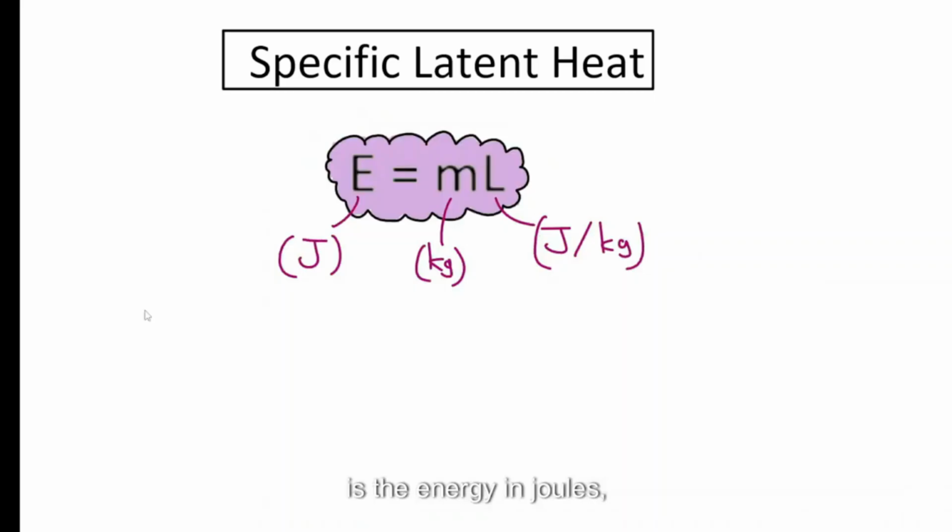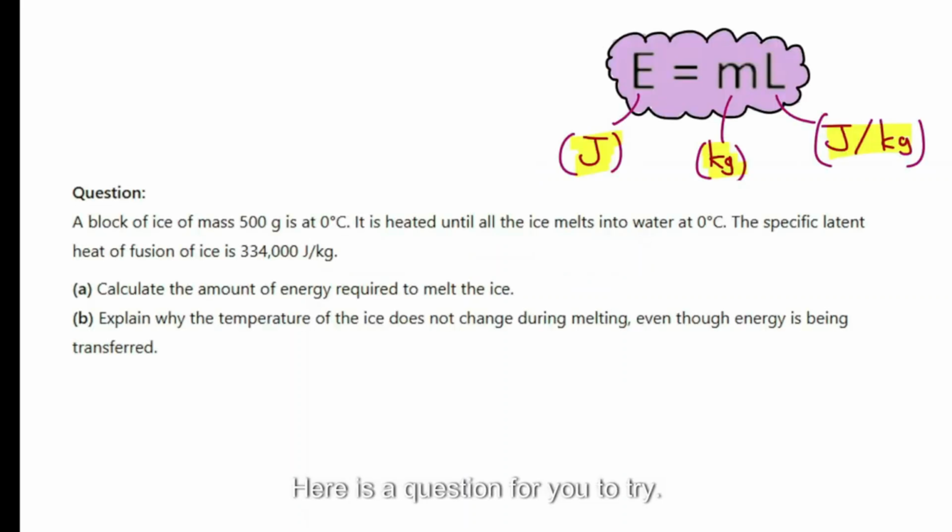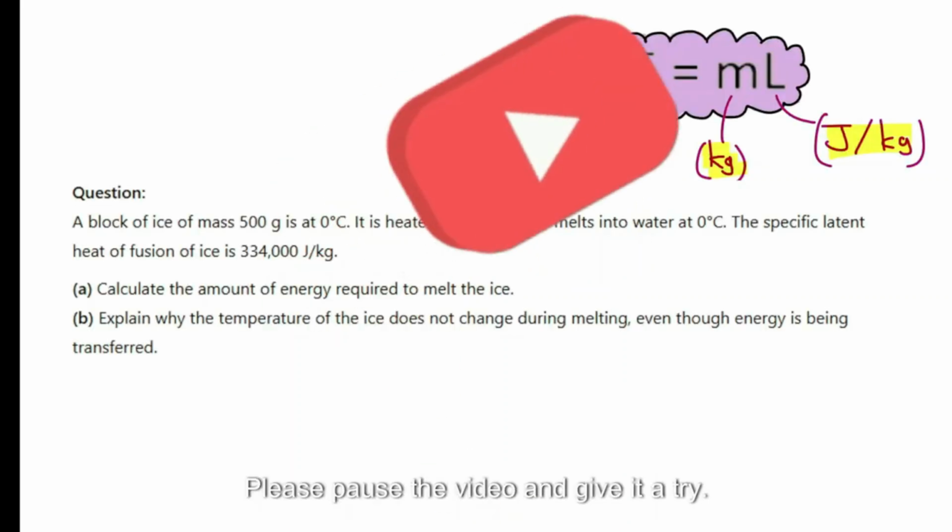The formula for specific latent heat is E equals m times L. E is the energy in joules, m is the mass in kilograms, and L is the specific latent heat in joules per kilogram. And you can use the same formula for both fusion and vaporization. Here is a question for you to try. Please pause the video and give it a try.